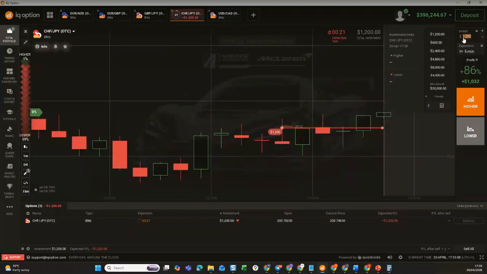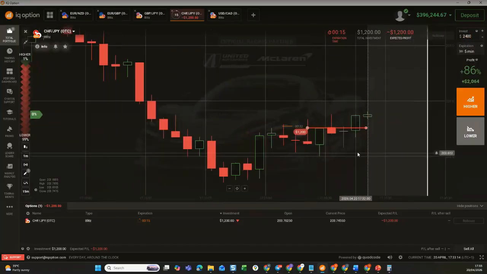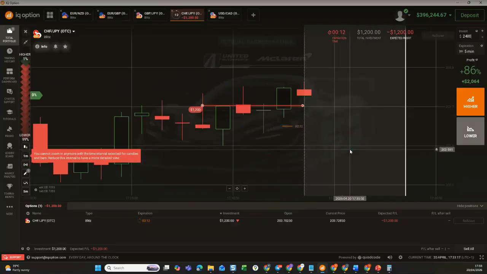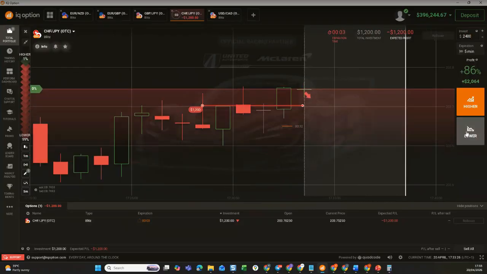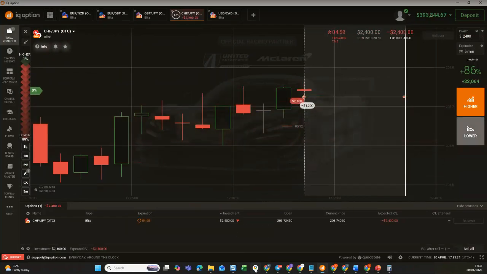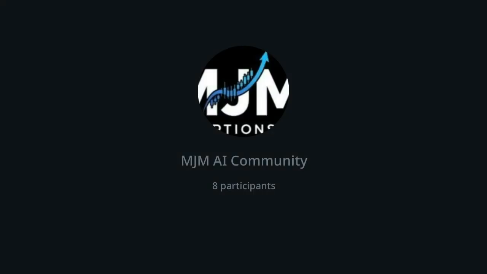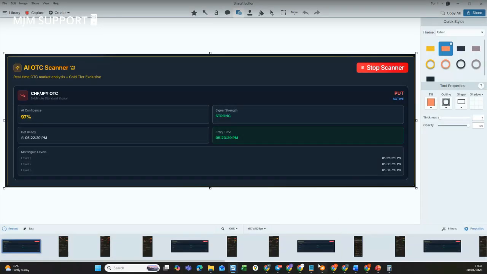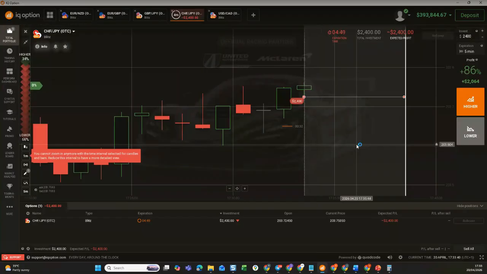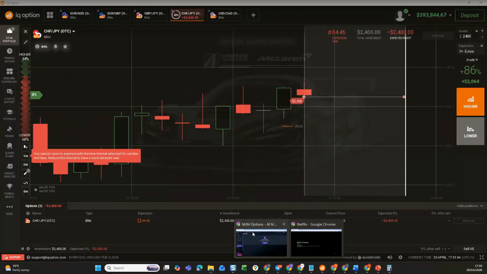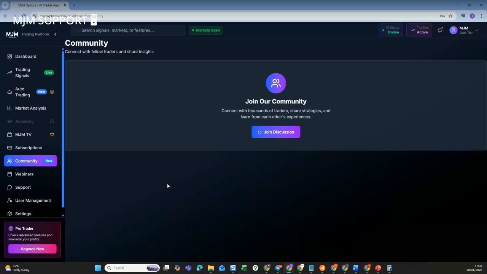So right now I'm going to be using my second martingale level on this particular signal. Yeah, so in 13 seconds I'm getting ready. 6, 5, 4, 3, 2, 1. So I'm on it right now. Let's see. This is it. 5:33:29 seconds. So see what it does in that period. Now, let's go ahead and continue. So that is for the MGM AI Market Warriors or MGM Market Warriors.